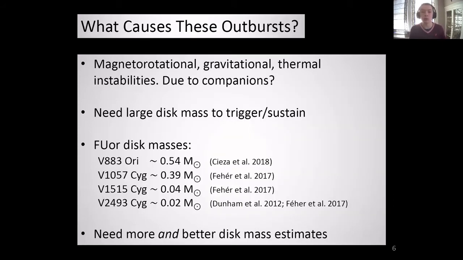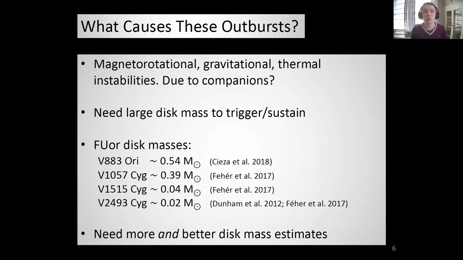And so you may be wondering what causes these outbursts. Well, it's thought to be due to some combination or individually of magnetorotational, gravitational, or thermal instabilities. And these instabilities may be triggered by companions, but the outburst mechanism is as of yet undetermined. Either way, FUor objects necessitate a large disk mass in order to sustain, or in the case of gravitational instabilities, trigger the instability and trigger the accretion outburst.